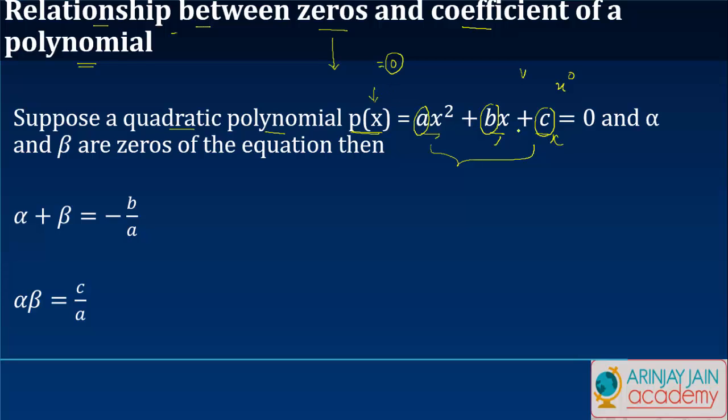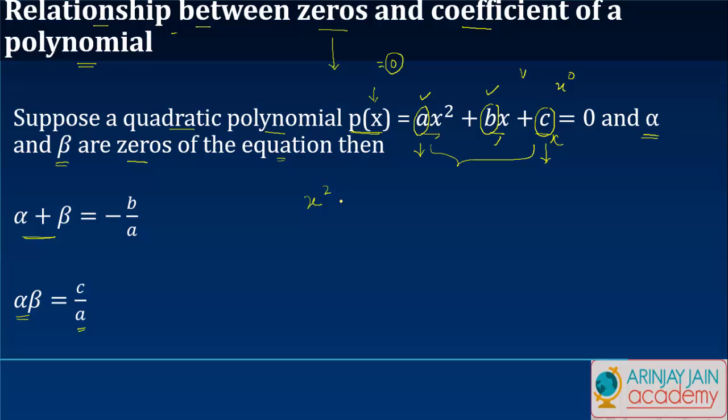Now, let's say a, b and c are the real numbers, the coefficients, and alpha and beta are the zeros of this equation. Then we say that the sum of the two zeros is equal to minus b divided by a, and the product of the zeros is equal to c, the value that we have over here, divided by a. Now let me do this by way of an example.